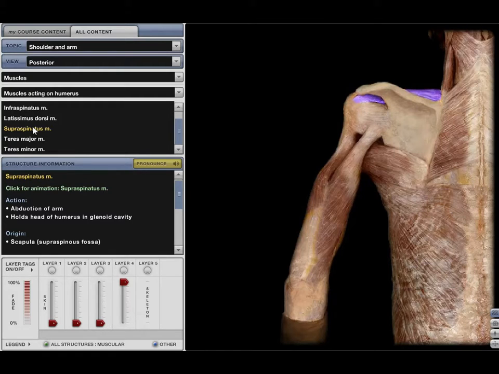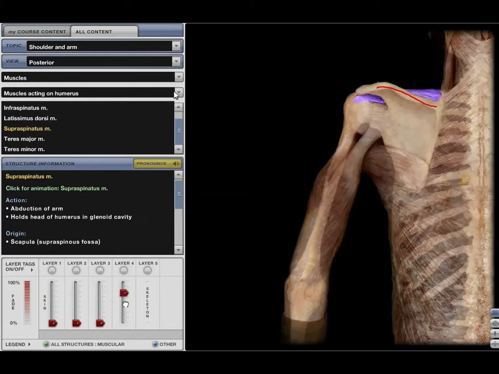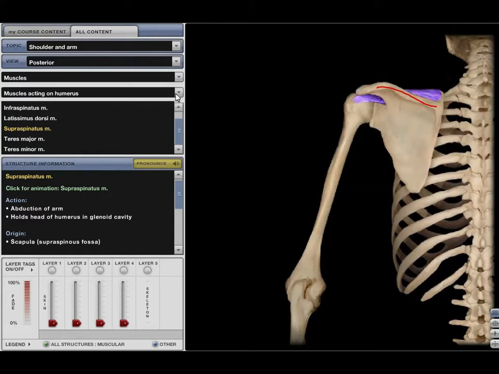This muscle is named because it sits just above the spine of the scapula here. And if we take a closer look, we can see that this muscle originates here in what's called the supraspinous fossa, a depression just superior to the spine of the scapula. It tucks underneath the acromion process and inserts here on the greater tubercle of the humerus.